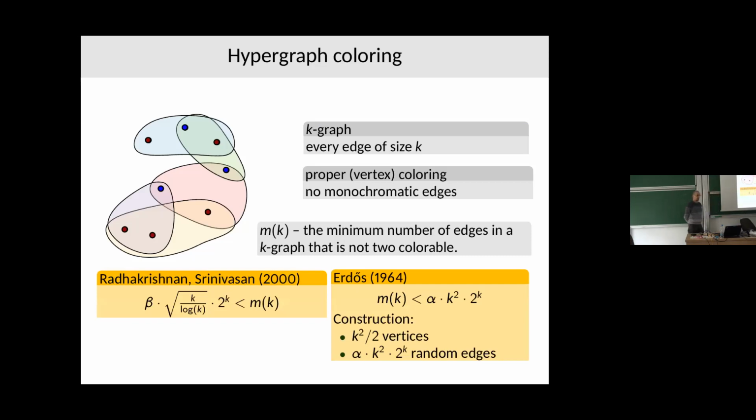So what do we know about this number? We have two bounds, and in some sense, they are close to each other. The lower bound, proved by Radhakrishnan and Srinivasan after a few improvements over the naive bound, looks like this. It's the factor 2^k, which will be on every slide today, and some polynomial factor, which is roughly square root of k. k is the size of an edge. And we have an upper bound, which has the same 2^k, and now the polynomial factor is k squared.